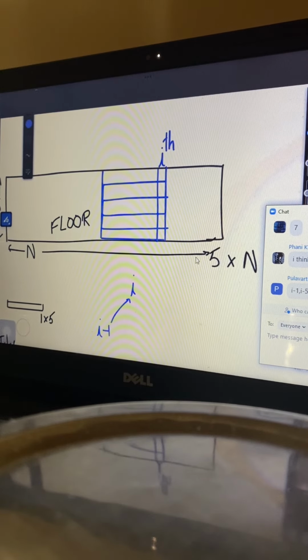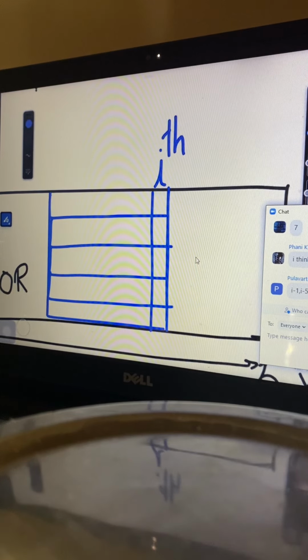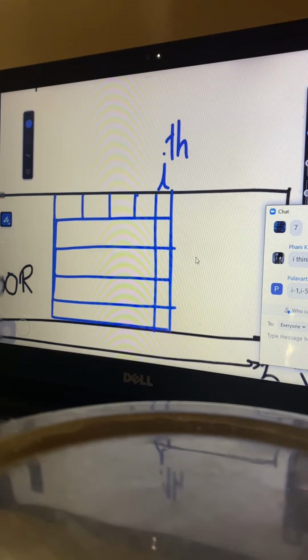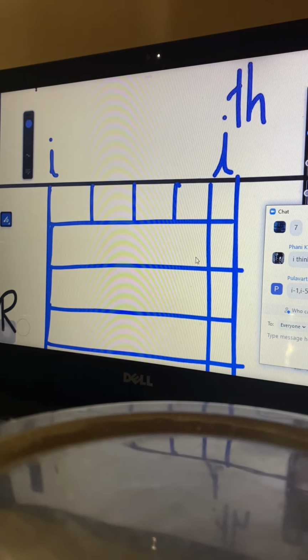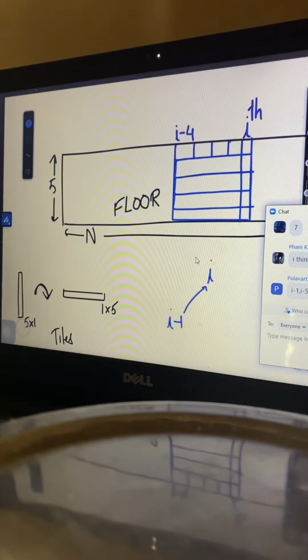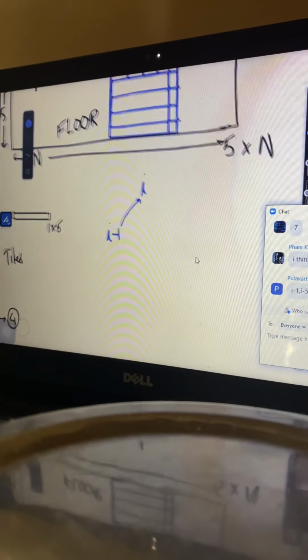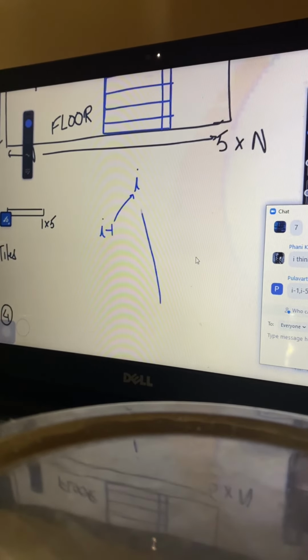Which positions will it occupy? This is I minus 1, this is I minus 2, this is I minus 3, and this is I minus 4. So now it will depend on how you can fill up the rest, which is nothing but 0 to I minus 5. And you guys are able to understand. So I depends on I minus 1 and I minus 5.